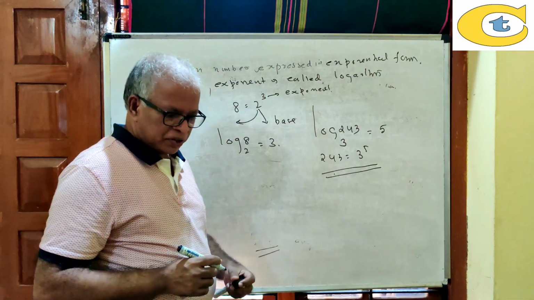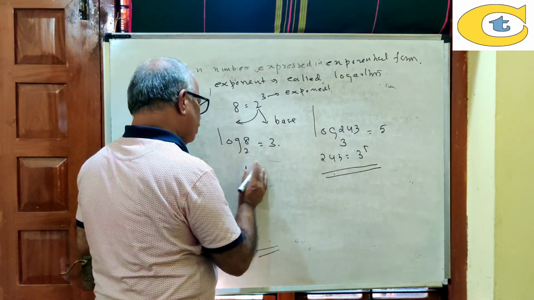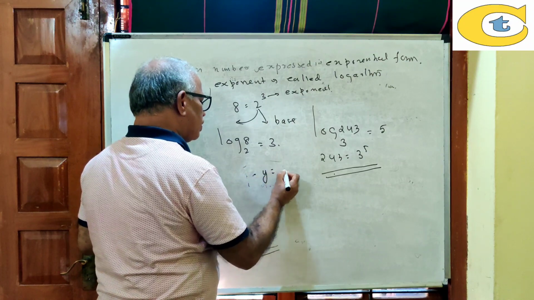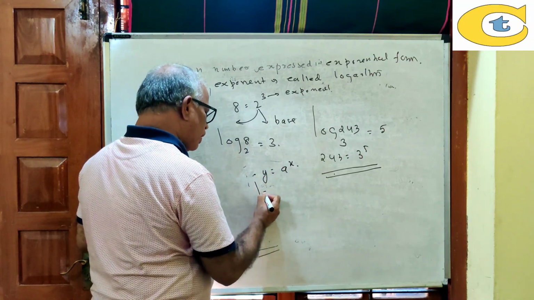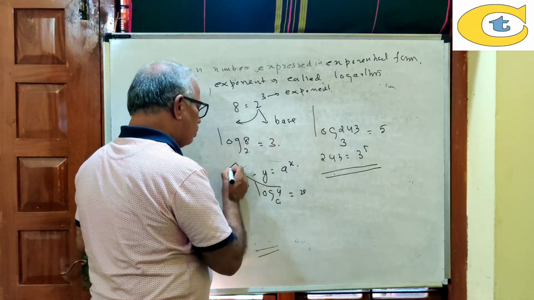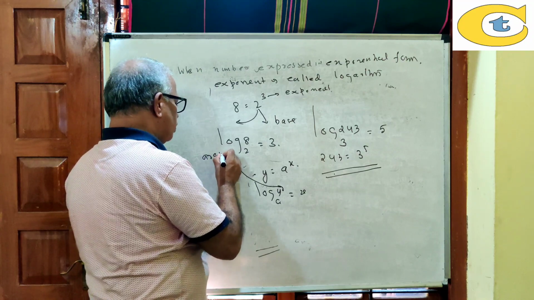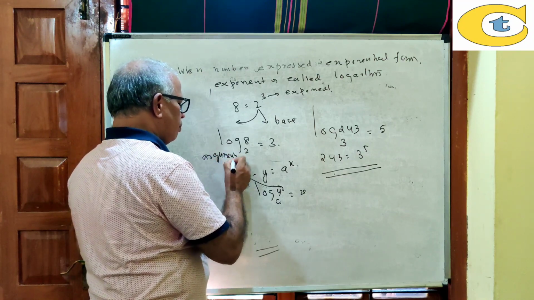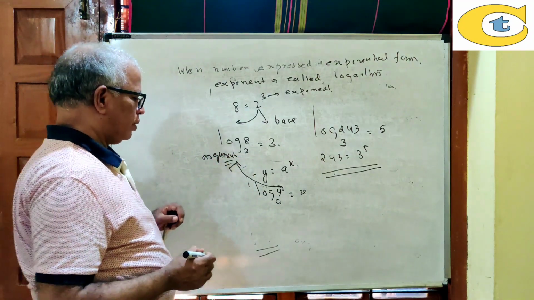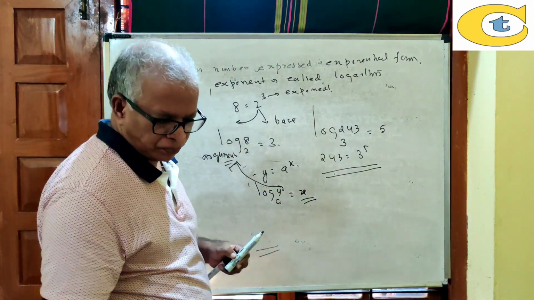Now we will do some examples. So y is equal to a raised to x, suppose this is log of y to the base a is equal to x. This y is called the argument. Let us see some examples.